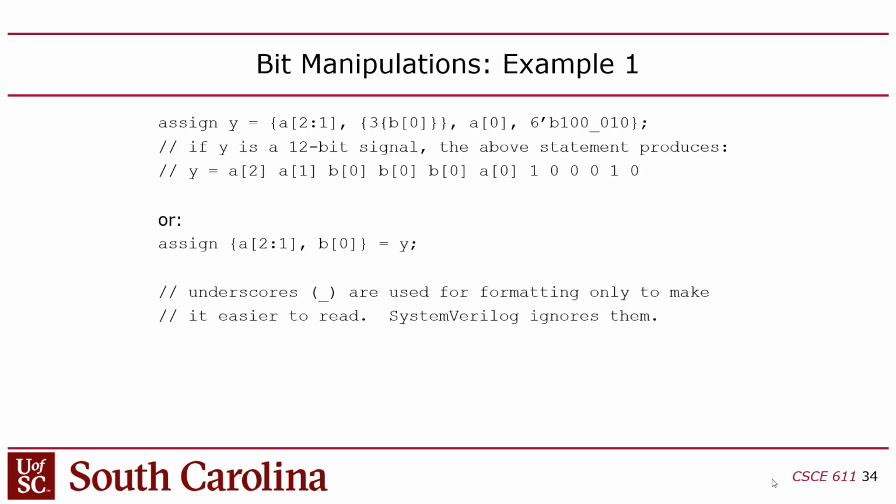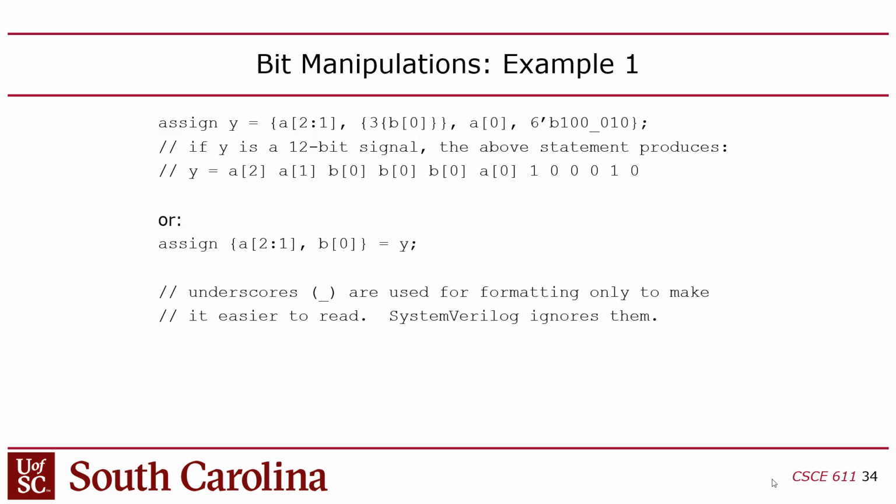So you can take bit 0 in the signal B, which is the least significant bit, the rightmost bit, and you can create 3 copies of it. Now, in order to do this, you have to have 2 enclosing curly braces. So you have to have curly brace, duplication factor, curly brace, what you're duplicating, curly brace, curly brace. If you don't have 2 nested levels of curly braces, this duplication won't work, okay?